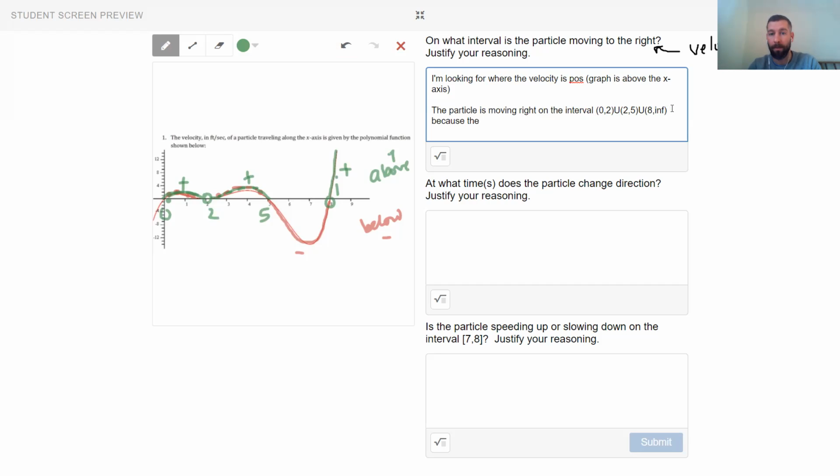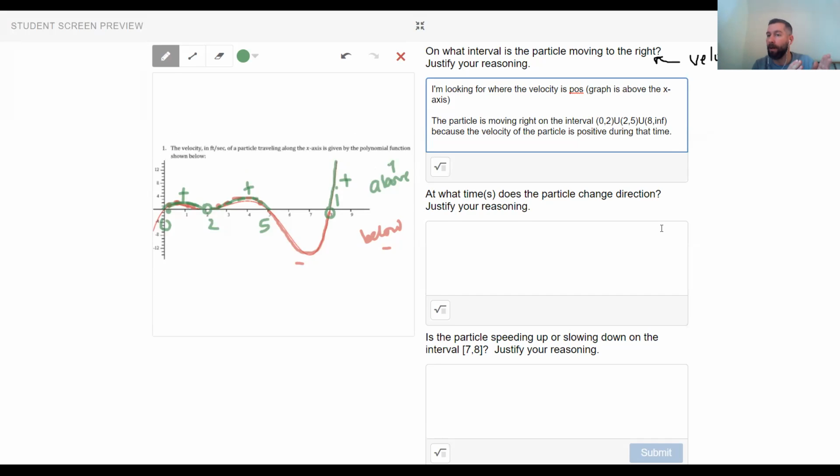So the particle is moving right because the velocity of the particle is positive during that time. Right? And positive velocity tells me a positive movement to the right, a positive direction. So use that and think about the exact opposite for the left, right? That would be anytime velocity is negative.